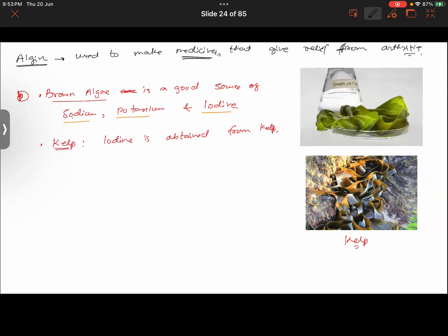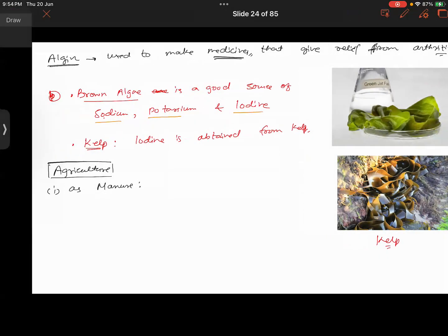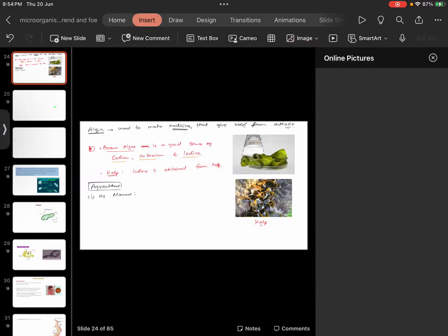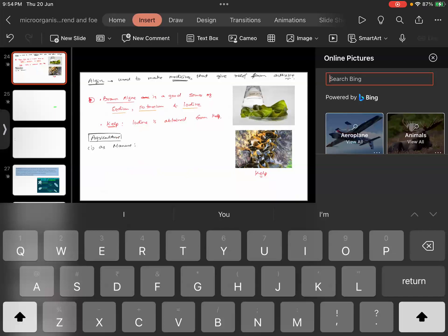Now, another important thing is that even in agriculture, alga play a very important role. Alga can be used as manure. You guys understand what manure is? It's an organic fertilizer. Good. So many of the seaweeds are directly added to the agriculture field, as they enhance the nutrients in the soil, thereby improving the fertility of the soil.